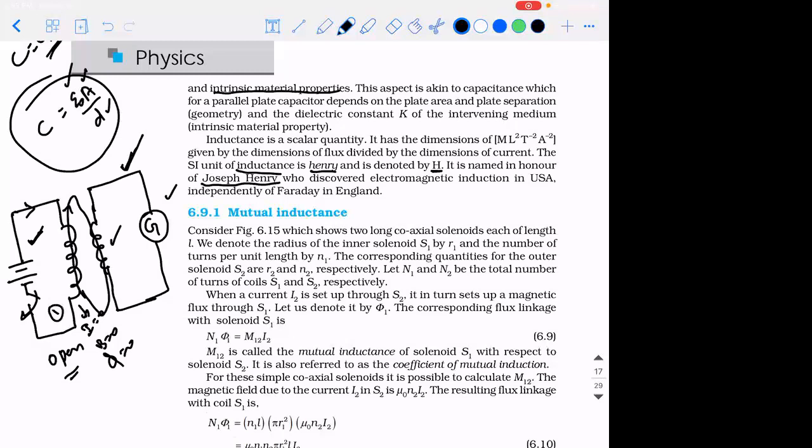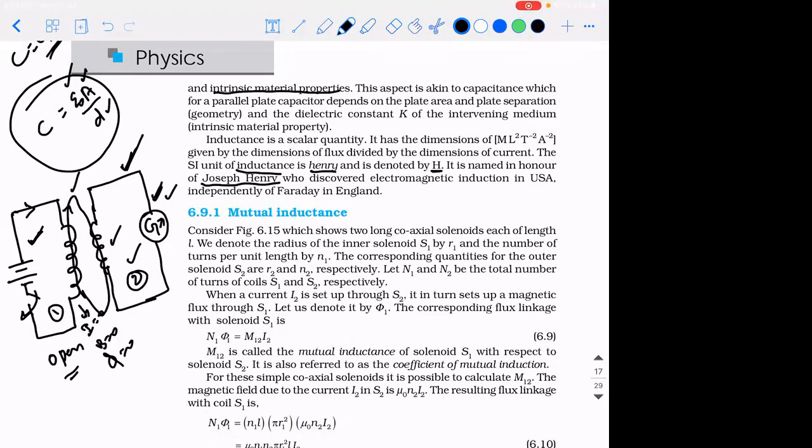Are you able to understand? Initially the flux linked with the second coil was zero. Whereas now, since the current in the first coil is increasing, it is generating a magnetic field, and that magnetic flux is getting associated with coil number 2. That change in flux is going to create an EMF, and you can see that the galvanometer will show some deflection.